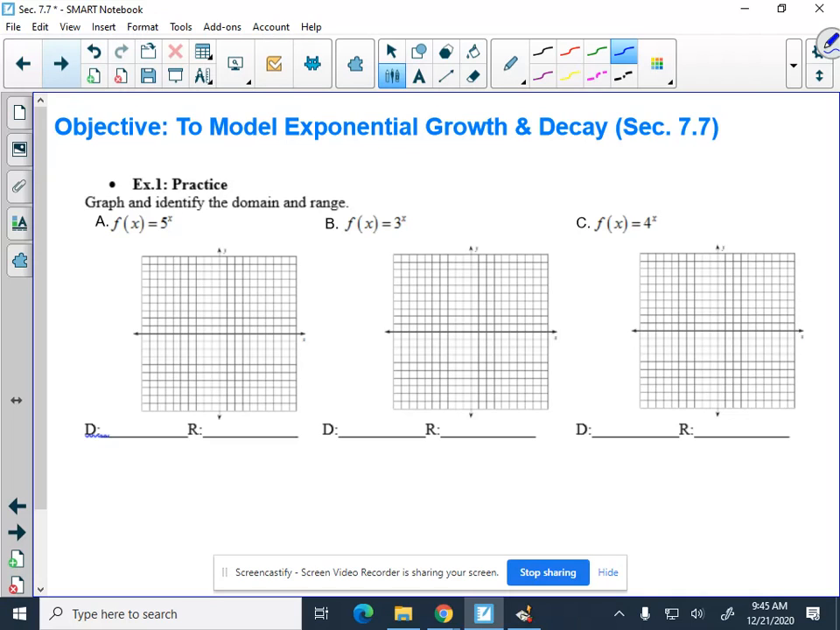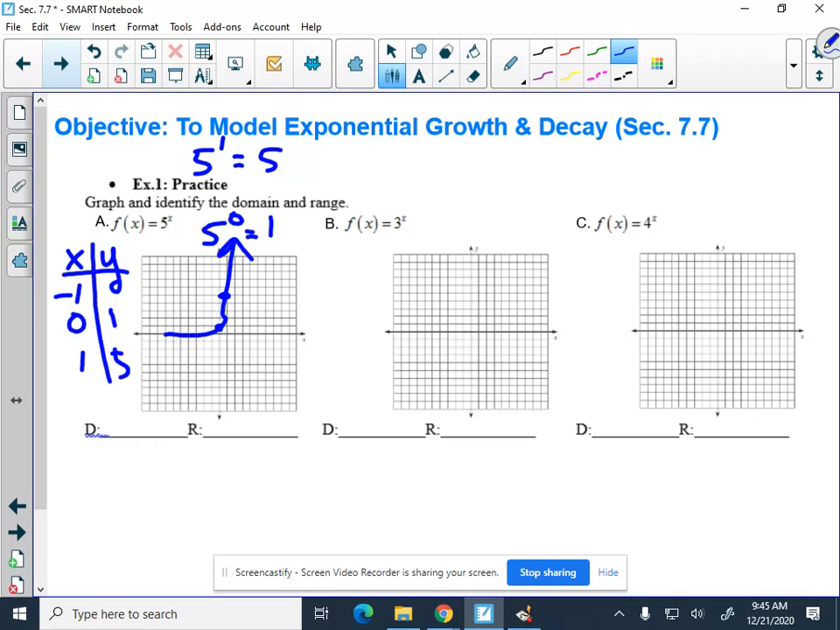Okay, so this one says graph and identify the domain and range. Now to graph, you can make a little table, but I don't give you the numbers here. So what I suggest is you just pick some easy ones. Like that. Remember, anything to the 0 is 1. Anything to the 1 is itself. If we just graph those two alone, 0, 1, and 1, 5, we already should have an idea of how this one would graph. It would look like this. This one is exponential growth.